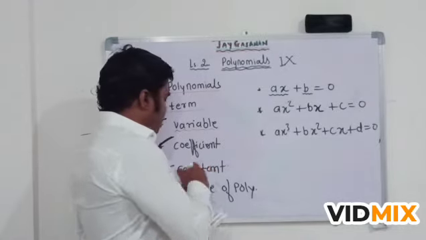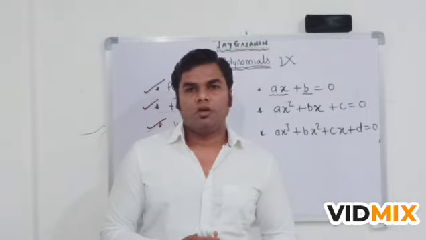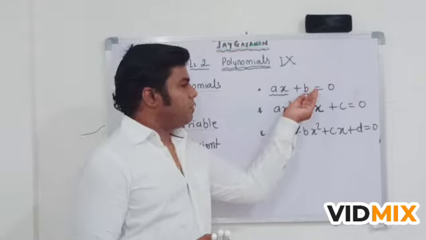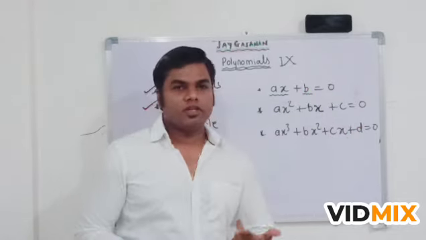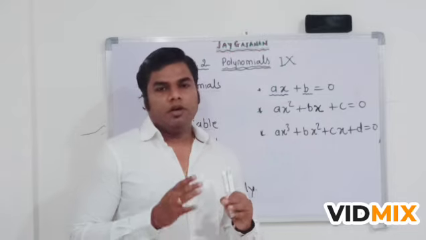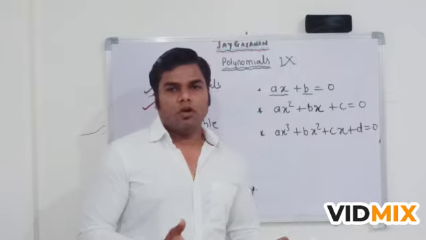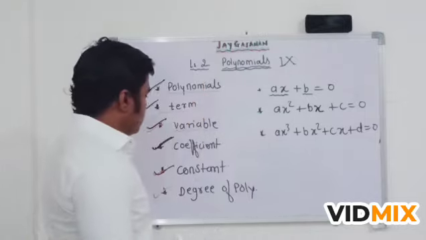Then we'll go for constant. Constant is nothing but a natural number or a real number, you can say, that can be used as a number 0, 1, 2, 3, 4 and so on. So this b, c and d stand for the constant term, which is not related to a variable, or which is not with a variable, or it will be all alone. So that is constant term.